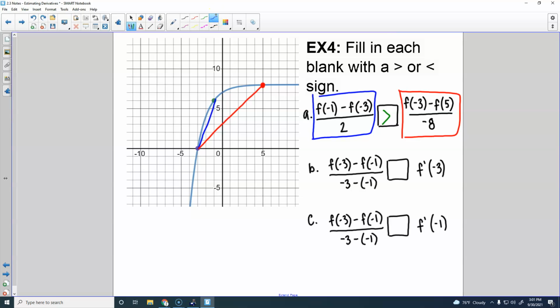Okay, B looks different than the first part of A, but it's still the slope formula between negative 3 and 1. It's just written a little bit different. They put the negative 3 first. They didn't simplify the denominator. So it's still the slope of that blue line. It's still going to be positive. It's also a negative on the bottom.